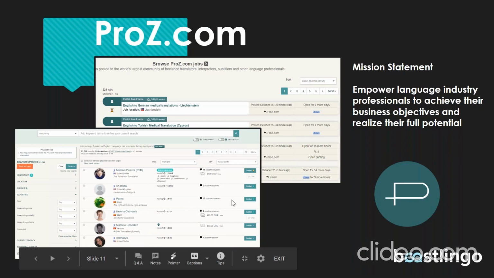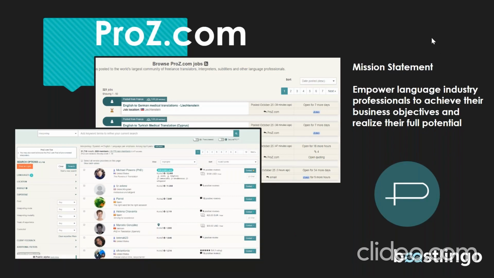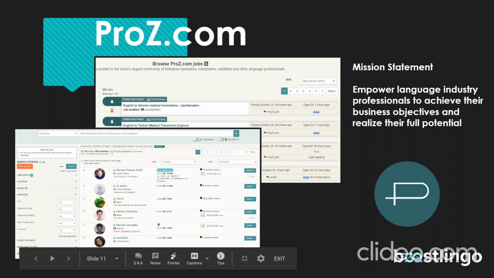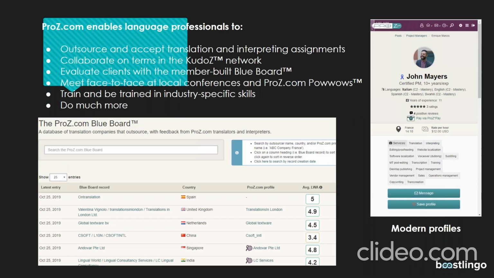Here we will see our mission statement. Let me tell you a little bit more about the history of ProZ. It was created by a translator and engineer, Henry Dotter, in 1999, and it is maintained right now by a staff of 25 working people from offices in the United States, Argentina, Ukraine, and also remotely from locations all around the world. Everything we do on the site has a clear vision and goes hand in hand with the site mission statement, which is to empower language industry professionals to achieve their business objectives and realize their full potential.